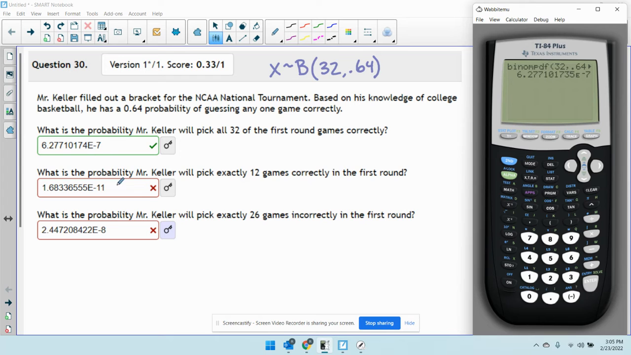Now, what if I said the probability of exactly 12? That's going to be the same thing, except instead of 32, we want exactly 12. So this would be 0.001425.